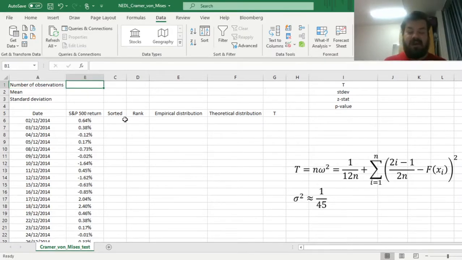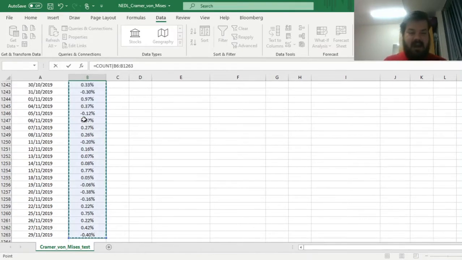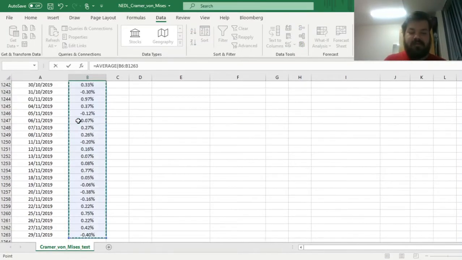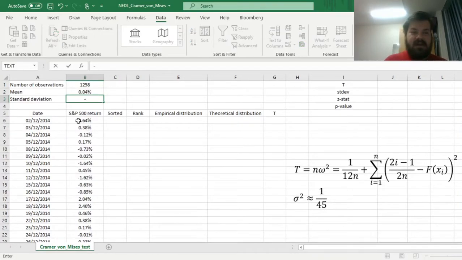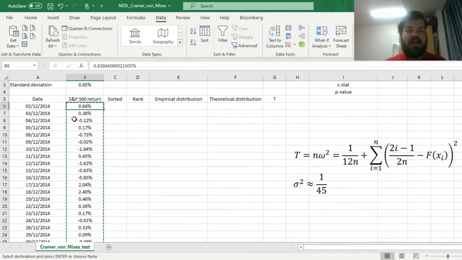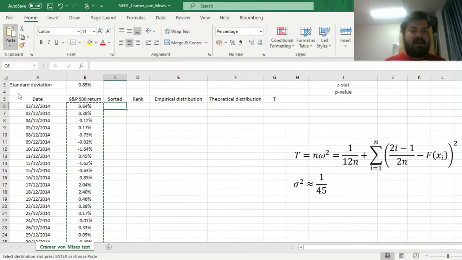First of all, as usual, we need to figure out the number of observations in our sample, and we're going to apply it to 5 years worth of daily data on S&P 500 returns to check whether S&P 500 returns are normally distributed or not, the regular, usual stuff. So we need to count our observations, and we arrive at 1,258 observations. Then we need to calculate the mean using the average function, and the standard deviation using the sample standard deviation function, stdev.s. Then we need to sort our returns from smallest to largest, from the most negative to the most positive. So we need just to copy and paste them over here as values.